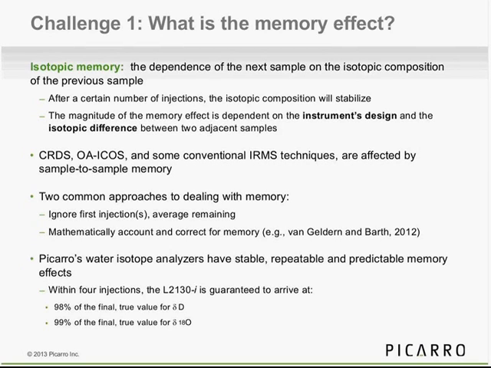What's nice about our analyzers is, as I said, we do test for memory before we ship them, and we guarantee that our instruments will arrive at 98 or 99% of the final value, dependent on the isotope, for any set of injections. Obviously, though, 98% might not be good enough if you've got a 200 per mil difference in your delta D. That might not be good enough precision for what you're looking for. So you may need to do more of that. But certainly in a percent value, that's what we guarantee.